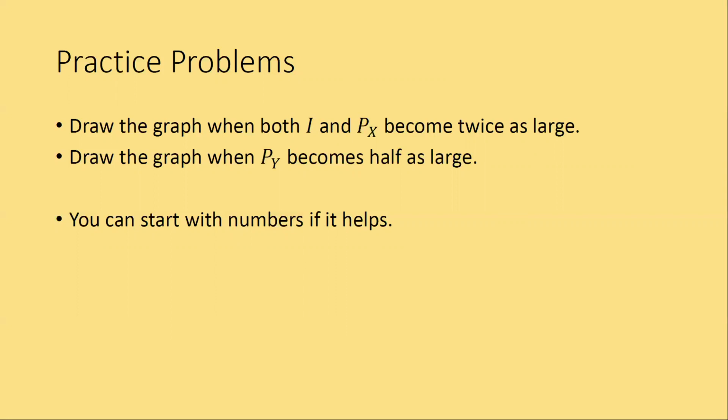And the second practice problem is to figure out what happens to the budget line or the budget constraint when the price of good Y becomes half as large. All right, so spend some time working on your own with those two practice questions. You can come and ask me in my office hours. You can ask the TA in the discussion section, or you can email me your answer after you have finished it. These are just two practice problems for you to think about.